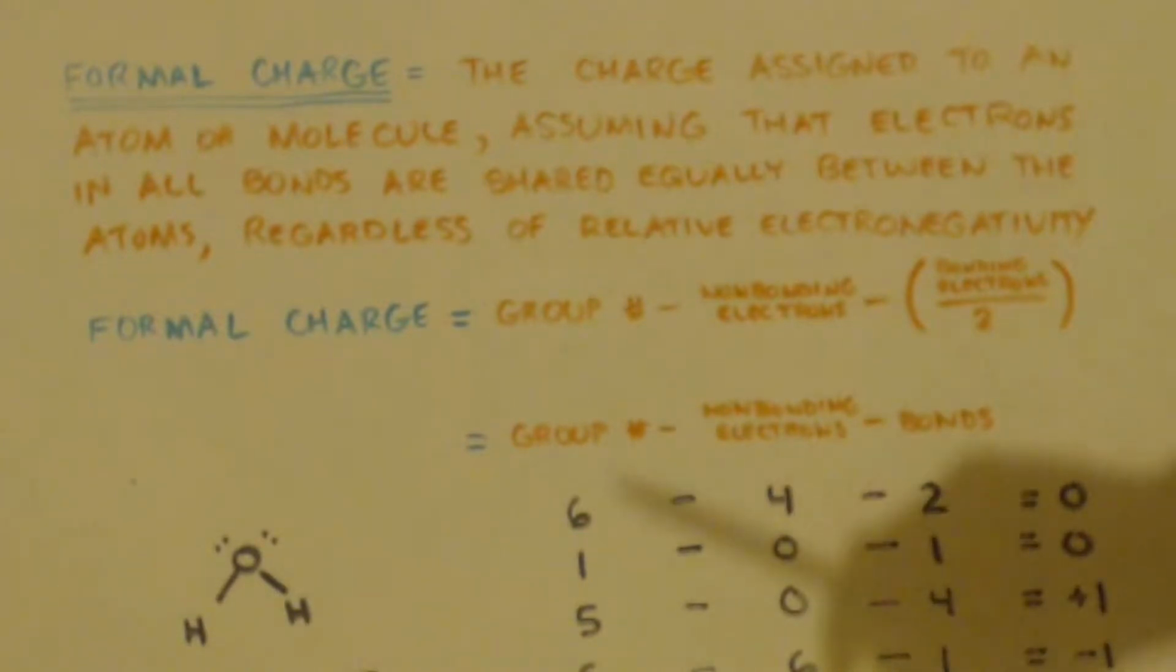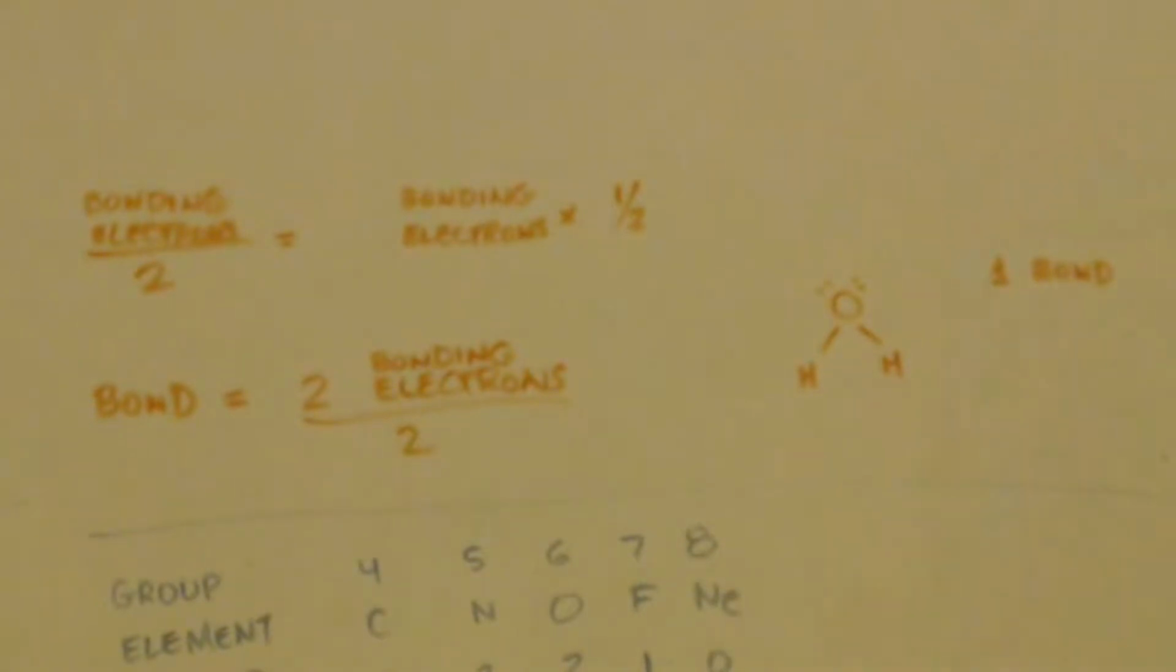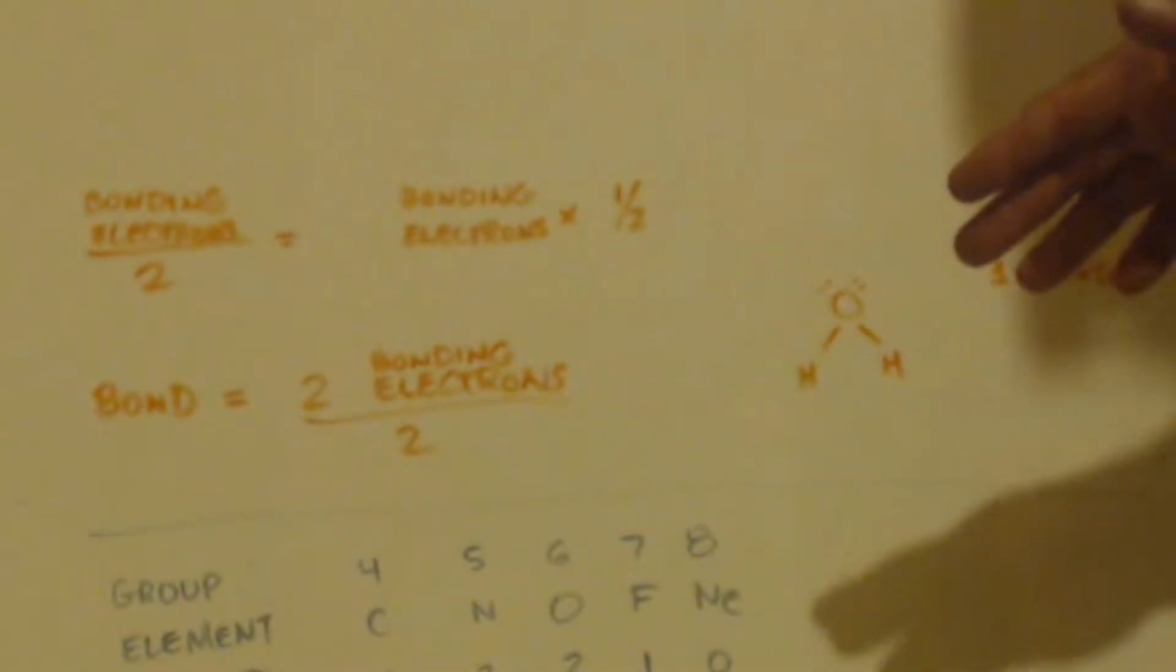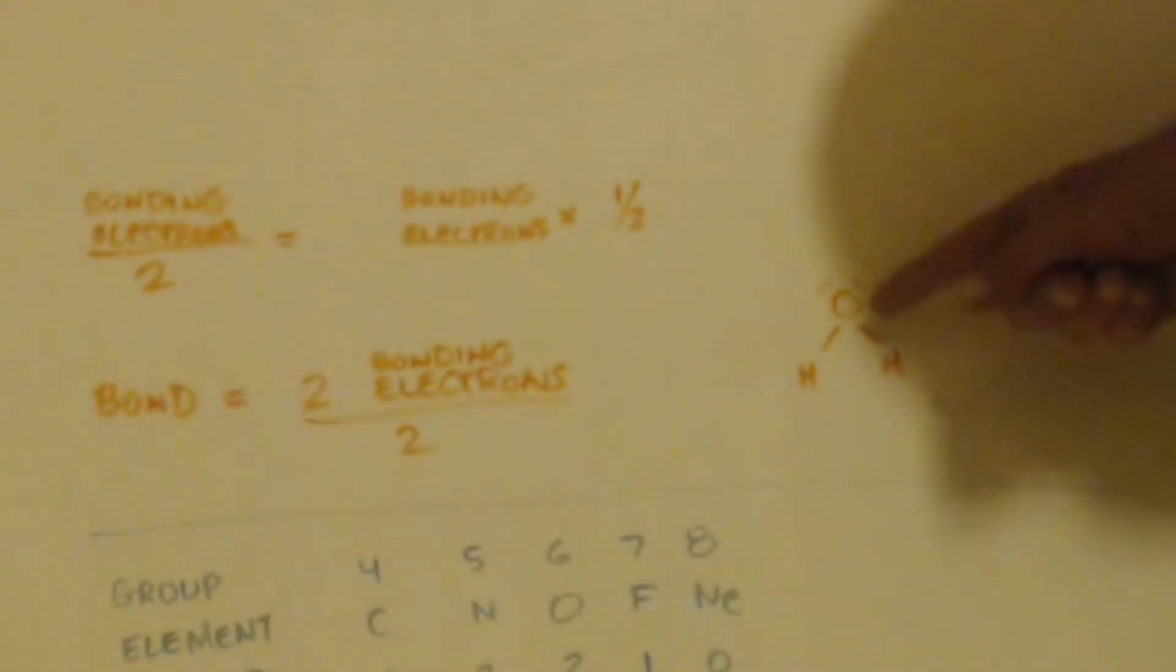First, I'm going to show you how to simplify it into this formula, right? And the only thing I'm changing is right here: bonding electrons divided by 2. Now, my whole point is this. Why count up the electrons in this bond and divide them by 2? You know there's 2 of them in there. If you divide by 2, it's always going to be 1, which is how many bonds there are. There's 1 bond there, right?